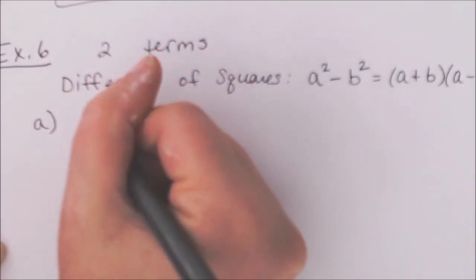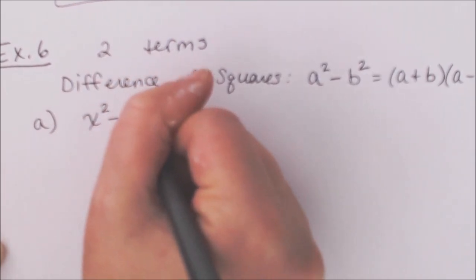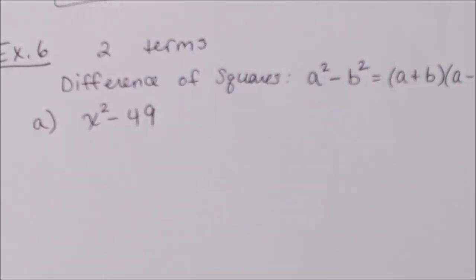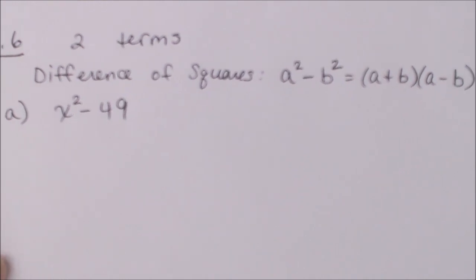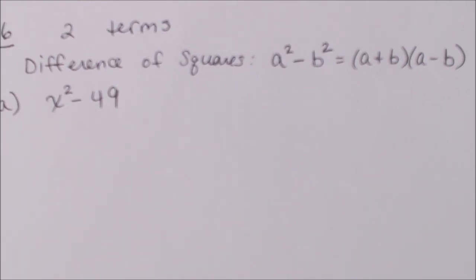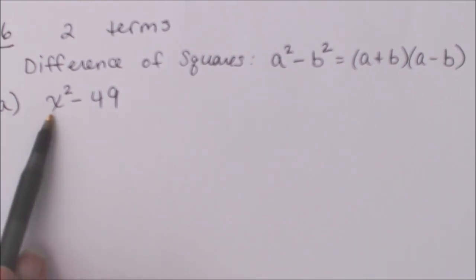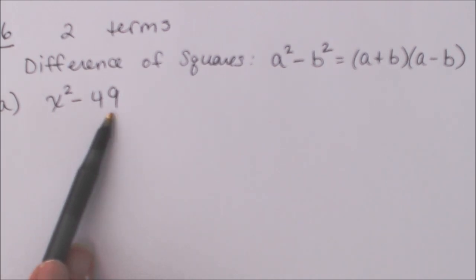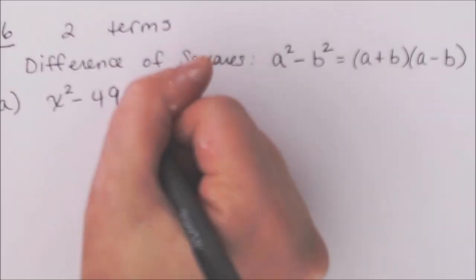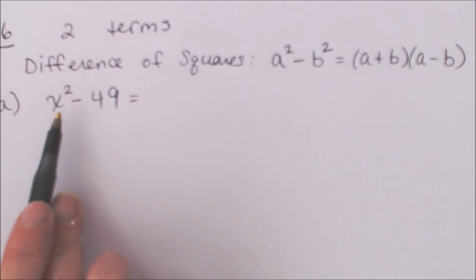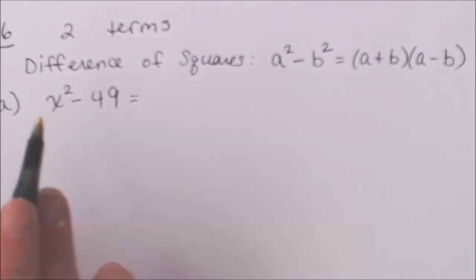Let me give you an example here. So suppose we were given x squared minus 49. Notice there's only two terms. There's no GCF, but it's a difference of squares because I have something squared minus something else squared. So I'm going to break this down into its square roots. So the square root of x squared is, of course, x.